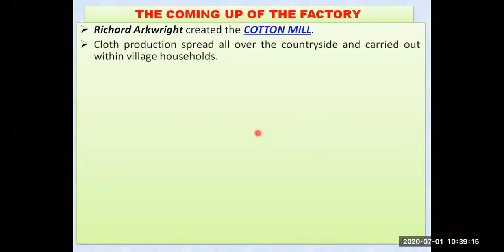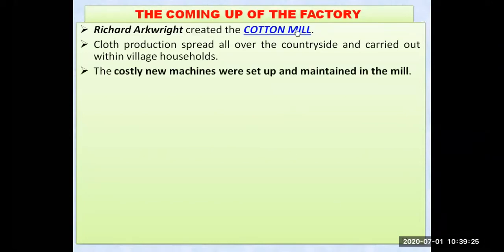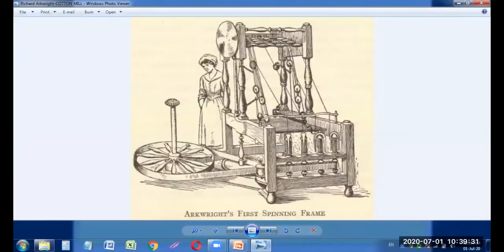Richard Arkwright created the cotton mill. Now this is a great man who has created this cotton mill that is fully automatic. I will show you the image also of that cotton mill. Here is the image. Yeah, this one: Arkwright's first spinning frame.